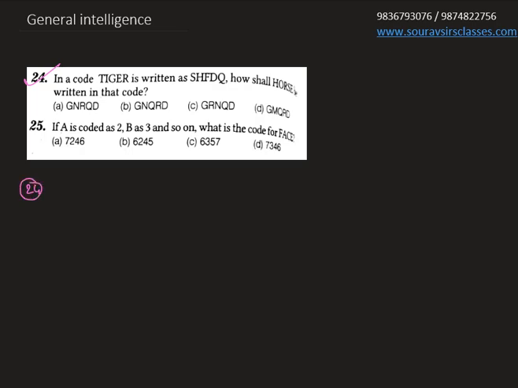In a code, tiger is written as SHFDQ. Then how shall horse be written in that code? So tiger is written as SHFDQ.